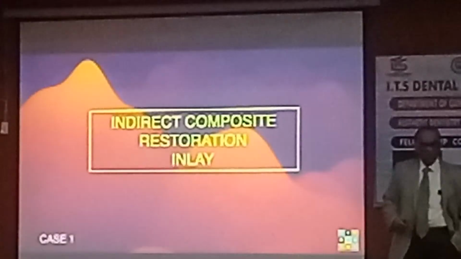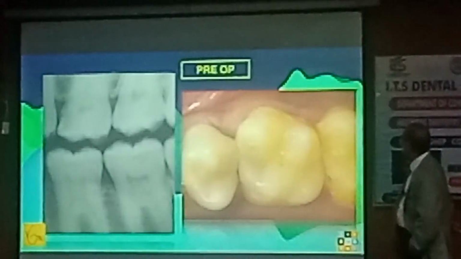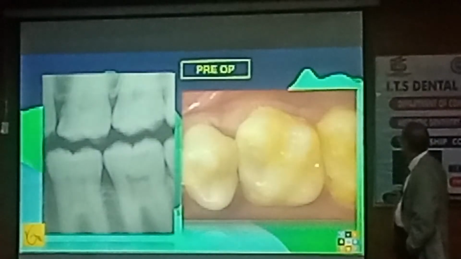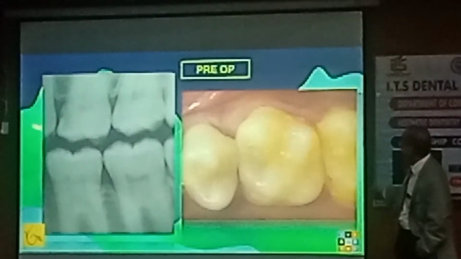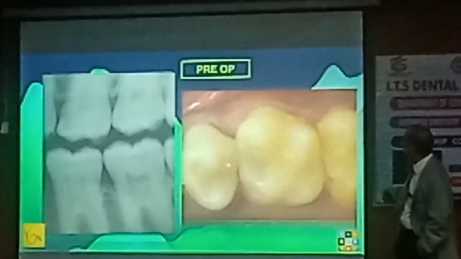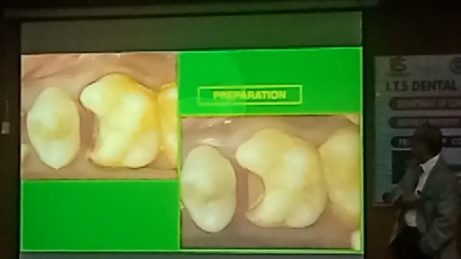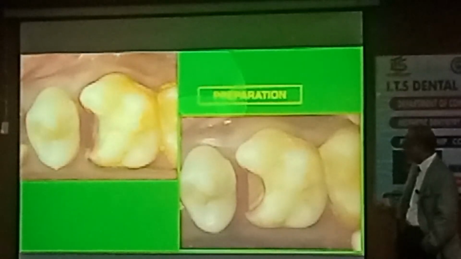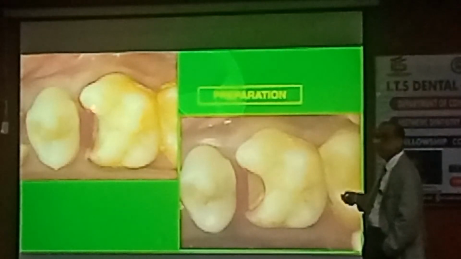Our first case was a young patient who came to me for restoration of this particular tooth, where you could see there was decay here. On the face of it, you could not see it because the margin was intact, but down there was a lot of decay. We went ahead, we prepared the tooth, we did a conservative approach, and removed all the decay. You could see here the decay is going subgingivally.